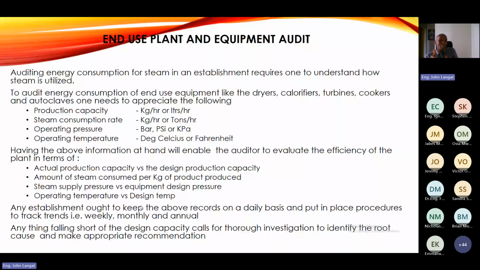As an energy auditor, you should be in a position to give a template and tell these guys to do ABCD. Then next year you will be in a position to track and say, we monitor this and this is now the production. You now start working on continuous improvement with the client. So whenever you find something is not happening and it should happen, put it in the report and make recommendations so that you can track those parameters. Anything falling short of the design capacity calls for a thorough investigation to identify the root cause and make appropriate recommendations.